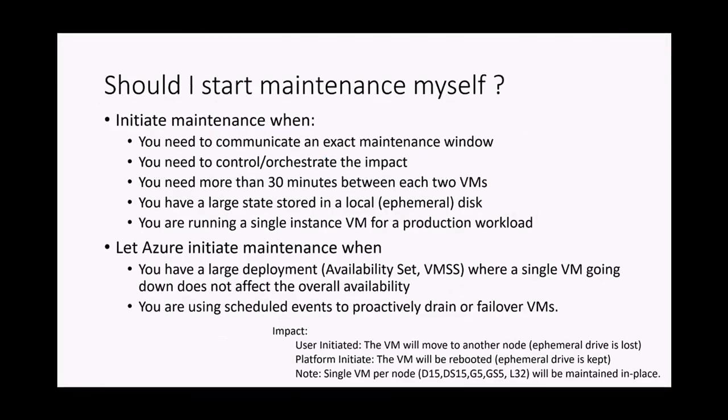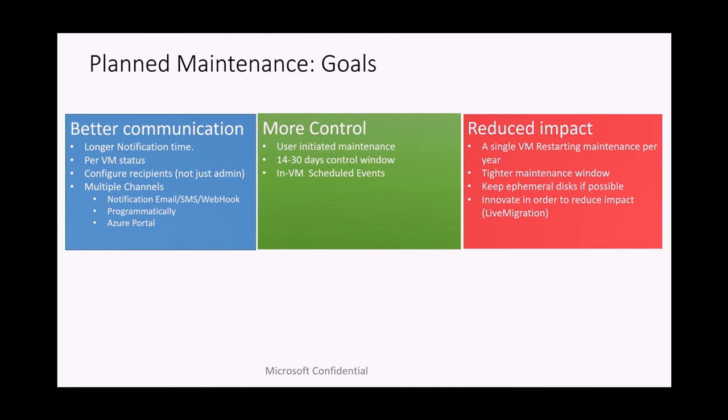And again, just to recap, we wanted to give you better communication: up to 30 days notification, more channels, configurable activity log alerts, and forwarding those notifications to your DevOps teams or your vendor. Add the option for text messages, automate the response with webhooks, and then have more control. You can either initiate maintenance yourself, or you can use the in-VM scheduled events to initiate a proactive failover to reduce the impact to your application. And always, we try to set the bar at up to a single annual VM reboot, and even continue to invest in reducing this by embracing technologies such as live migration.